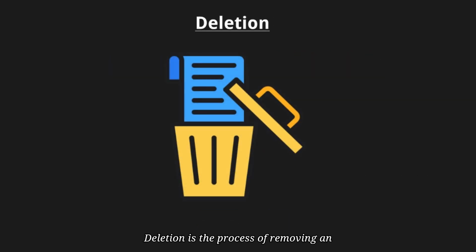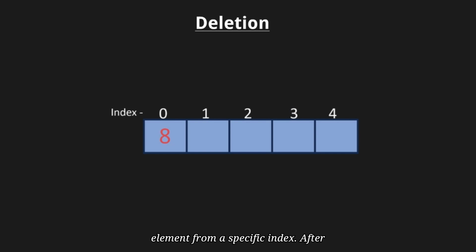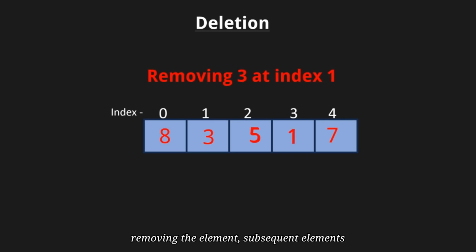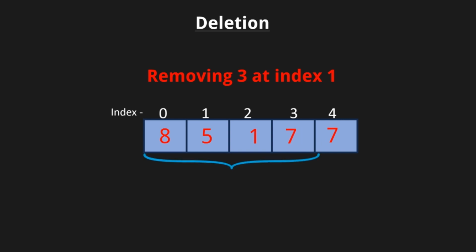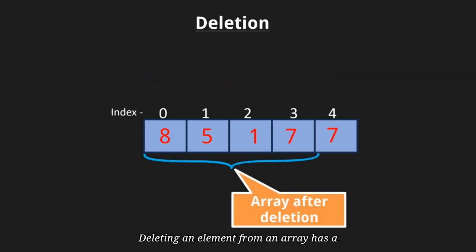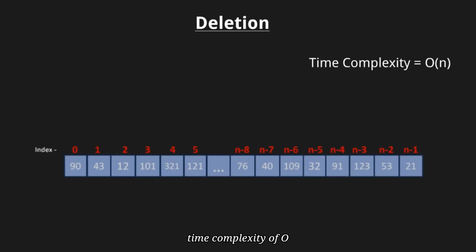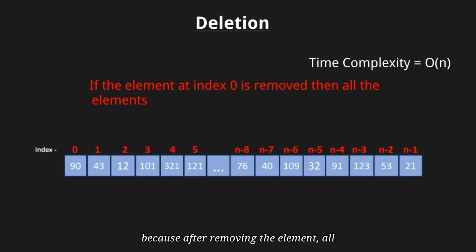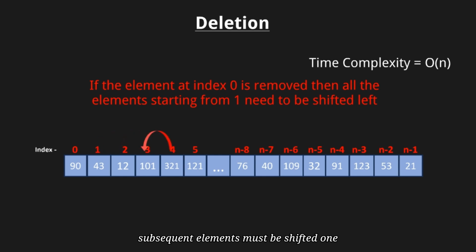Deletion is the process of removing an element from a specific index. After removing the element, subsequent elements need to be shifted to fill the gap left by the removed element. Deleting an element from an array has a time complexity of big O of n, because after removing the element, all subsequent elements must be shifted one position to the left to fill the gap.